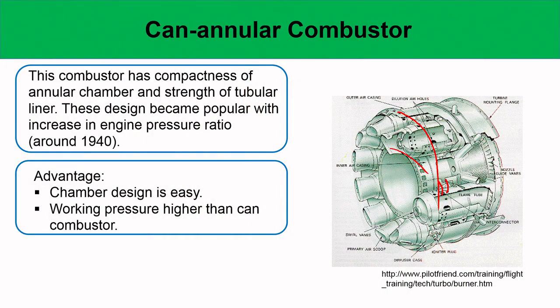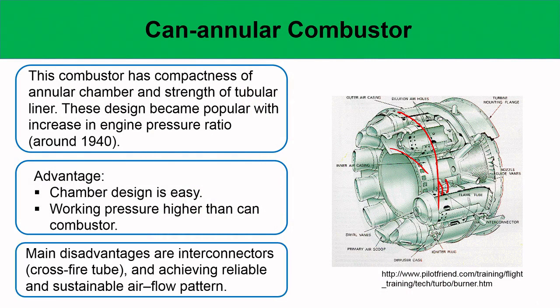This was also used a little bit in old engines. Once again the chamber design is not difficult, and the working pressure can be higher than the can combustor, because here you have two layers of protection. The main disadvantages are that these crossfire tubes are notoriously difficult to develop, and achieving a reliable and sustainable flow pattern is also very difficult.